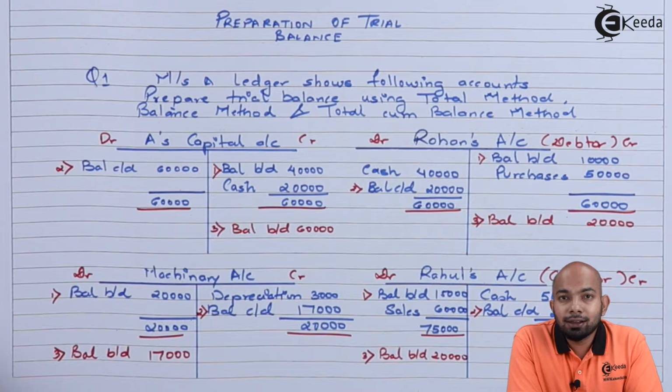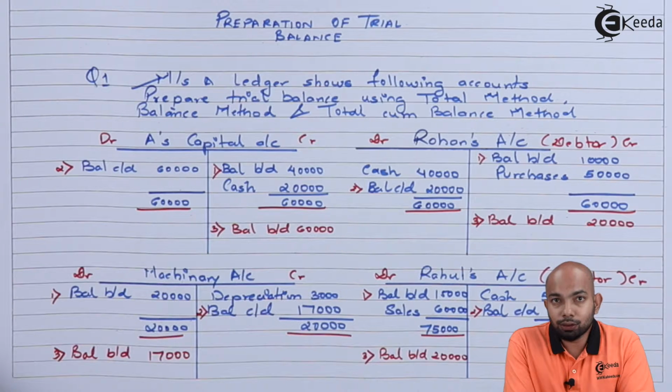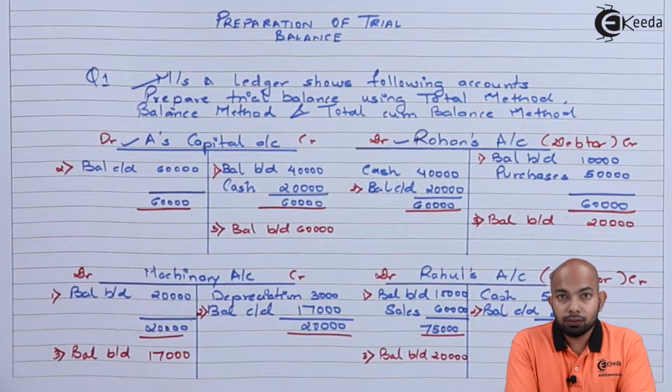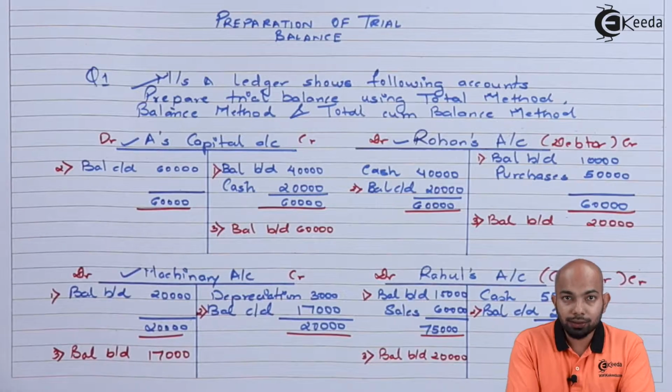Under this, we have 4 ledger accounts mentioned in the sum. Let's go ahead with the sum. Mrs. A's ledger shows the following accounts. We have to prepare the trial balance under the totals method, under the balances method, and under the total cum balances method. The 4 accounts that we have are as follows: A's capital account, Rohan's account, machinery account, and Rahul's account.